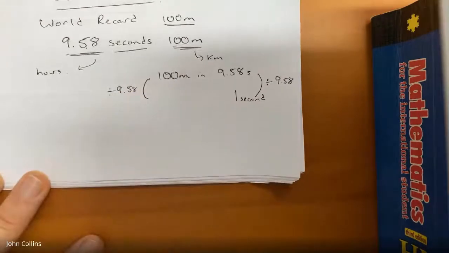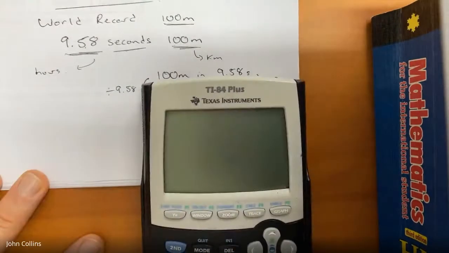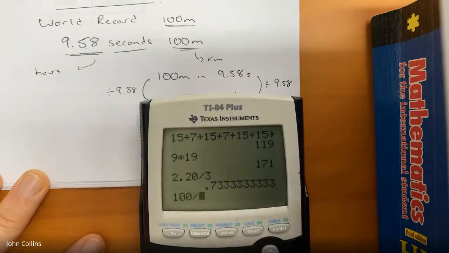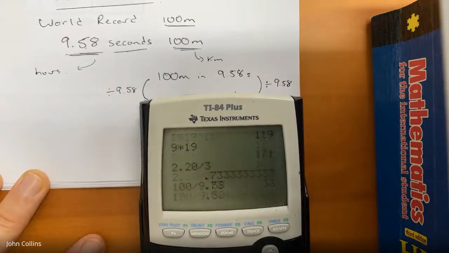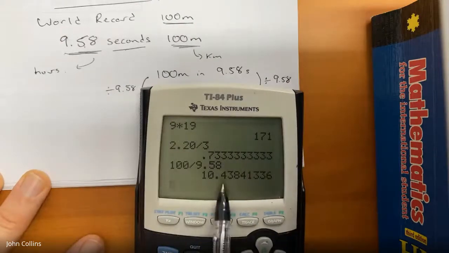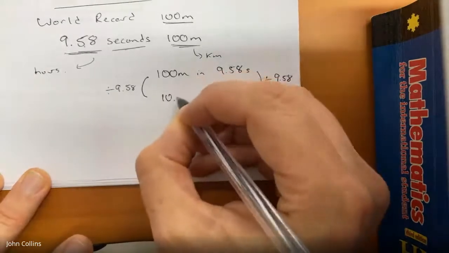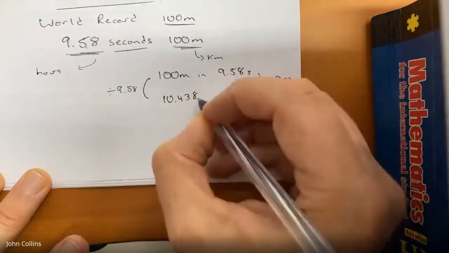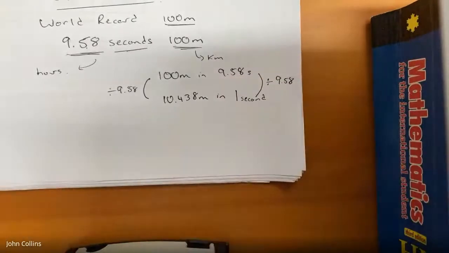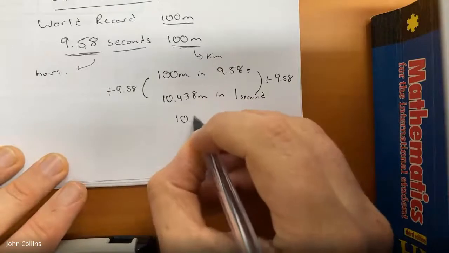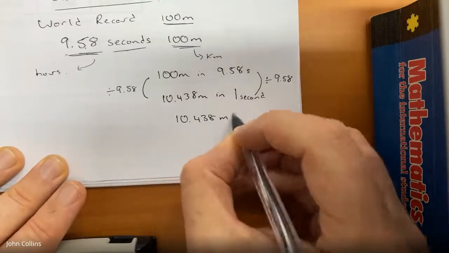Now, this will definitely require calculator use. So I'm going to turn on my calculator. 100 meters divided by 9.58, and that gives me 10.438. We'll go to 3 decimal places. 10.438 meters in a second. So that's his rate. That is one rate. So I could write that 10.438 meters per second.